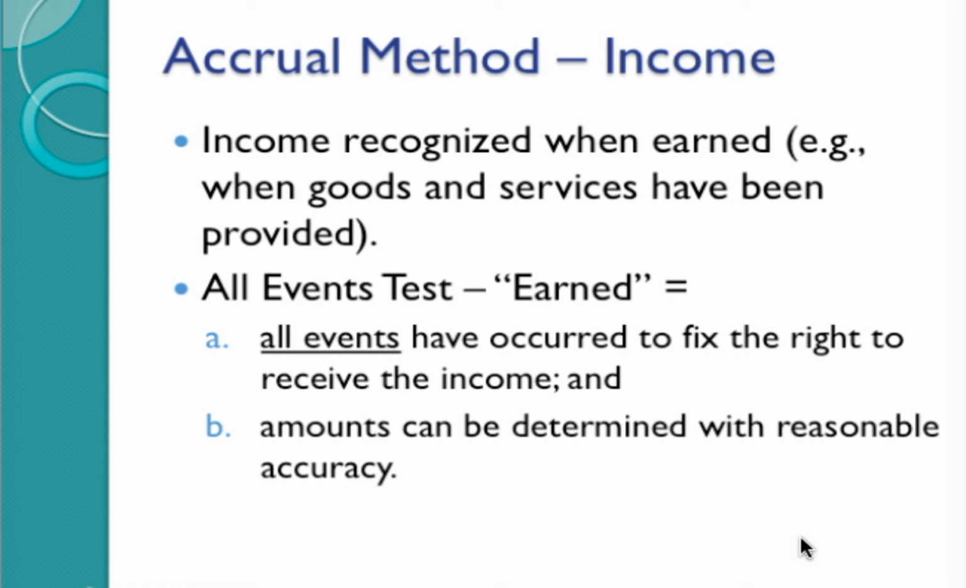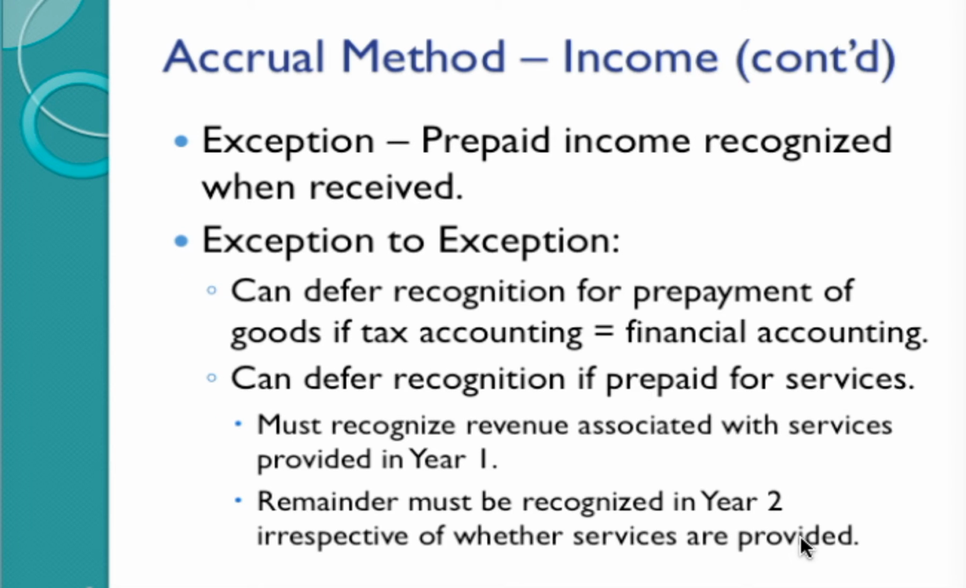Under the accrual method, first we're dealing with income. You recognize income when it's earned, for instance, when goods and services have been provided. To determine if it's earned, you look at the all events test. So all events have occurred to fix the right to receive the income, and any amounts that are considered earned can be determined with reasonable accuracy.